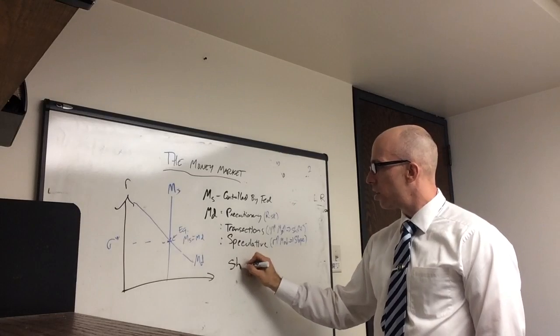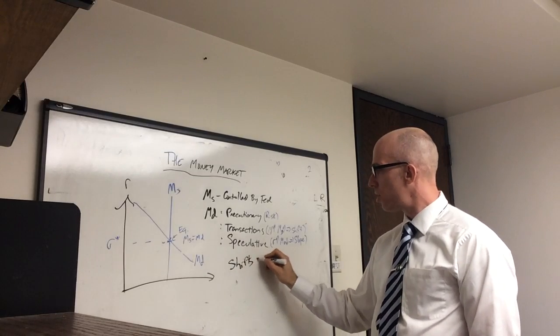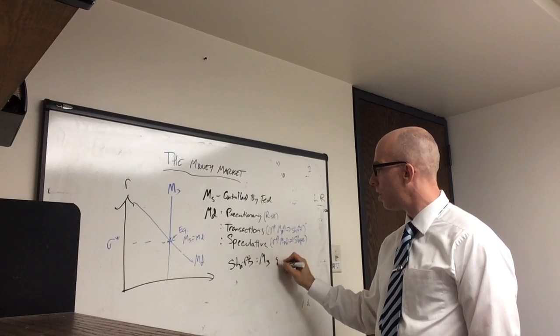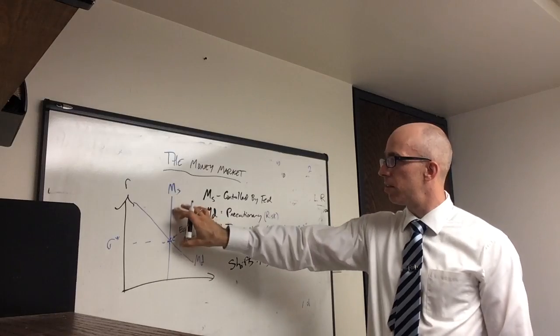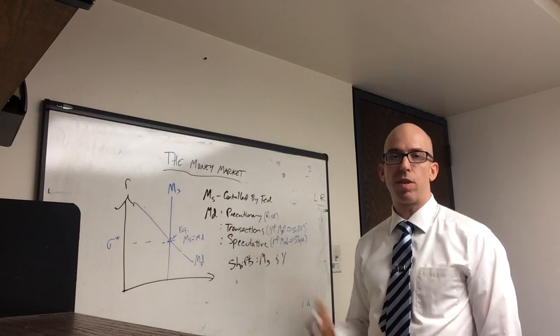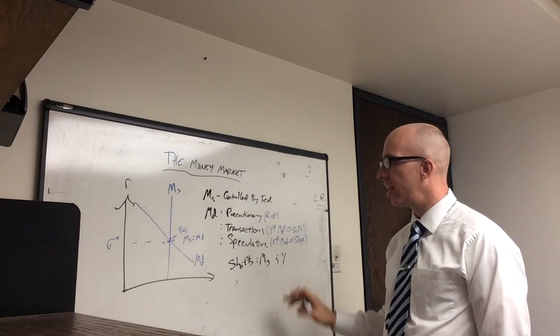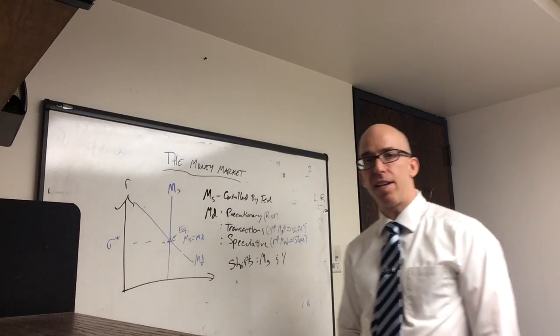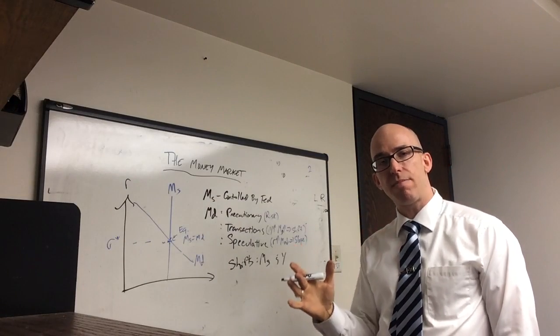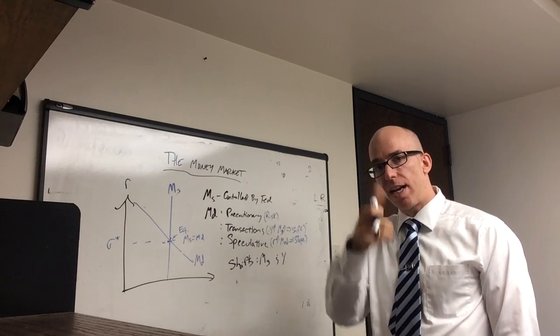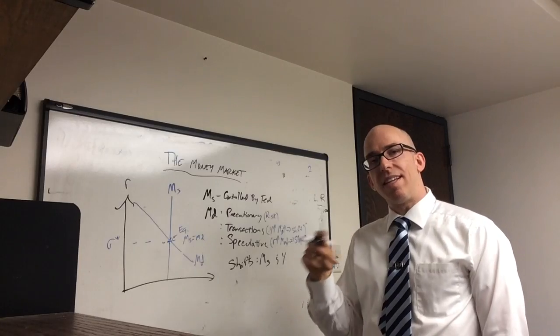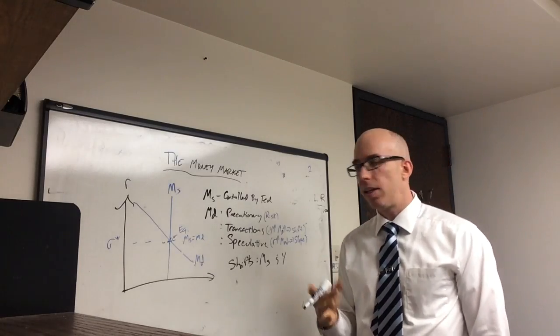Now, what causes the shifts? As I mentioned, it's really just two things. Money supply is going to shift left or right based on what the central bank does, and then income is going to shift money demand. And so I'm going to draw two things that increase interest rates, and then I'm going to draw two things that decrease interest rates. They can be done separately or together.